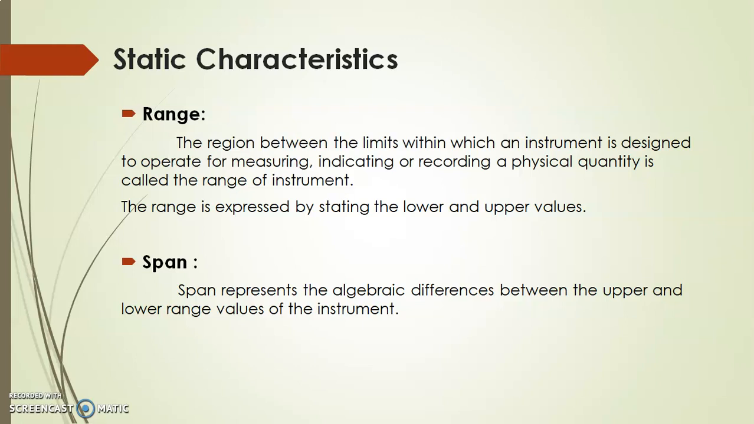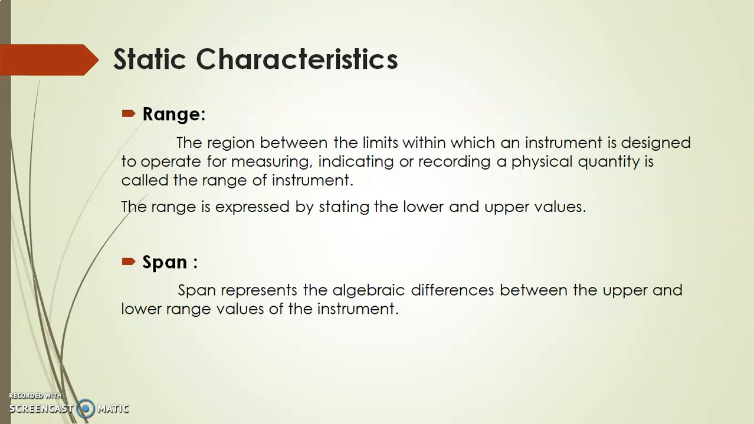Suppose we take an example of a voltmeter. If you take one voltmeter for which the lower reading is 0 volt, that means the voltmeter shows the reading from 0 volt, and the highest reading, that is the upper reading of the voltmeter, is suppose 100 volt. So 0 to 100 volt is nothing but the range of that instrument. Like that, if the instrument maximum reading is 10 volt, then 0 to 10 volt is the range of that voltmeter, range of that instrument.